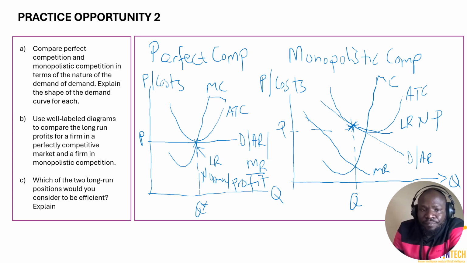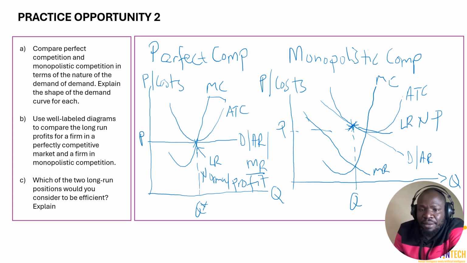The last question is asking which of the two long run positions is considered to be efficient. The perfectly competitive market is efficient because the firm is going to charge a price at the minimum point of the average total cost curve. Hence, it's efficient. For monopolistic competition, the price charged is above the minimum point of the average total cost. Hence, the quantity being produced is not minimizing the cost.